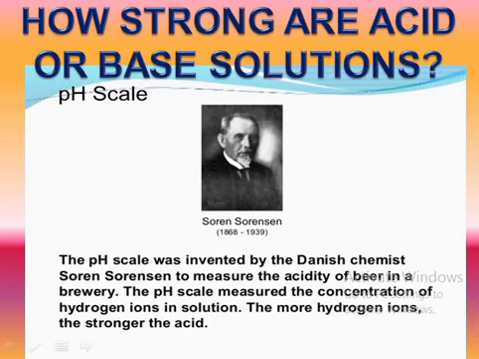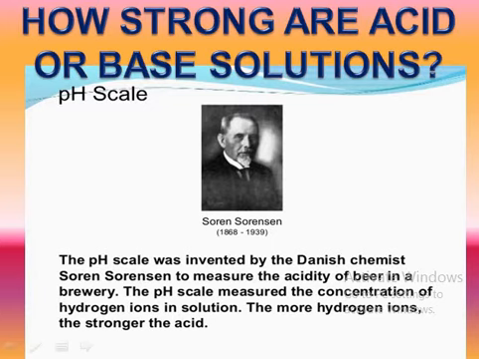Same goes for bases. If we have more OH ions, they are concentrated, and if we have less of them, it is a dilute solution. Now coming to today's topic, with the question of how strong a given acid or base is. We can find out by using a universal indicator, which is a mixture of several indicators, and this indicator shows different colors at different concentrations of H positive ions in solutions.